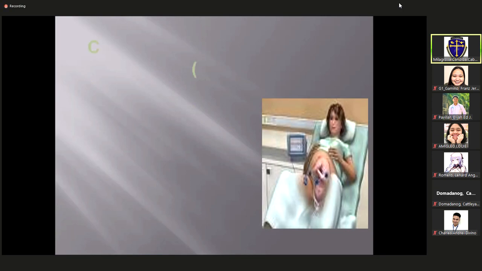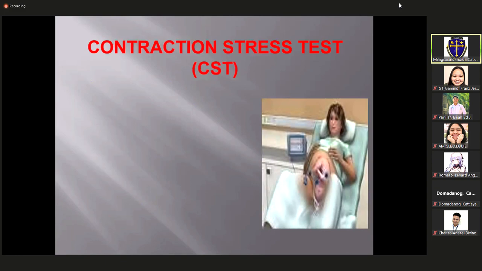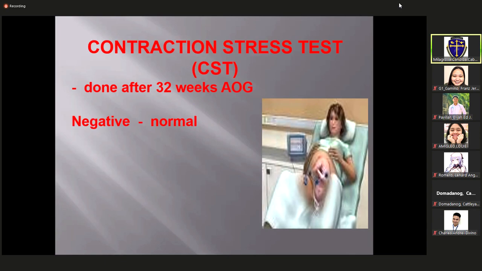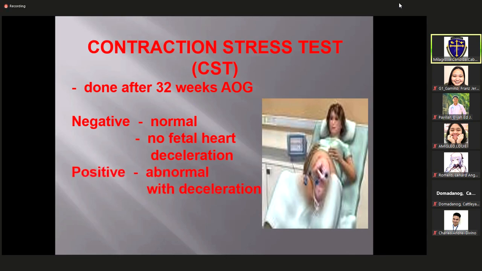So we go now to contraction stress test. Alright? Or what we call the CST. This is usually done after 30 weeks age of gestation. Negative siya, normal, no fetal heart deceleration. Ibig sabihin, pag nag-contract si uterus, normal lang po yung kanyang heartbeat within normal range, wala pong nagbaba. Pag positive naman ang result, ibig sabihin abnormal. Tuwing nagko-contract yung uterus ni mama, bumababa po ang heart rate ni baby. So that would mean immediate attention.